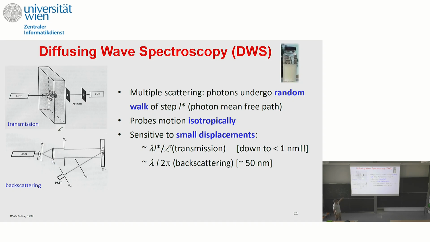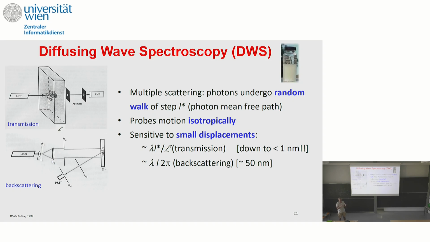So we can think of this experiment imagining that these photons undergo a random walk, and the step of this random walk is called L star in the literature, the photon mean free path. It depends on the sample, but it's typically something between 10 to 100 microns or something like that. One thing that is important to keep in mind is that here you are probing motion isotropically because of this random walk propagation of the photons. So the random walk is isotropic.